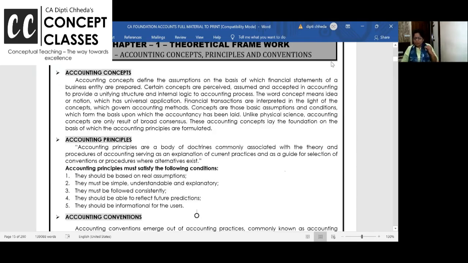basics. What do you mean by this term? Accounting concepts define assumptions on the basis of which financial statements of a business entity are prepared. I hope you are getting it. See, what I'm discussing is very much important. This is something like, can you go directly, get up and go to your office?